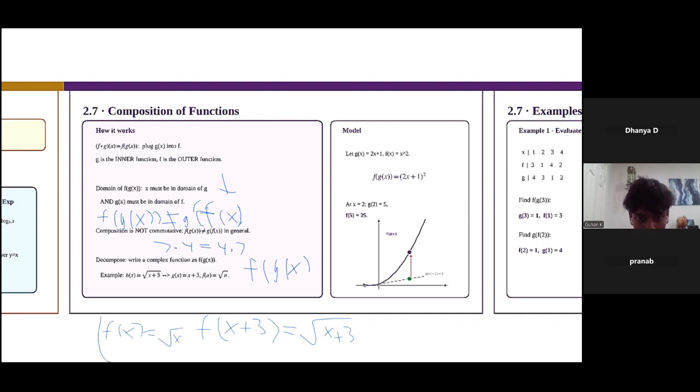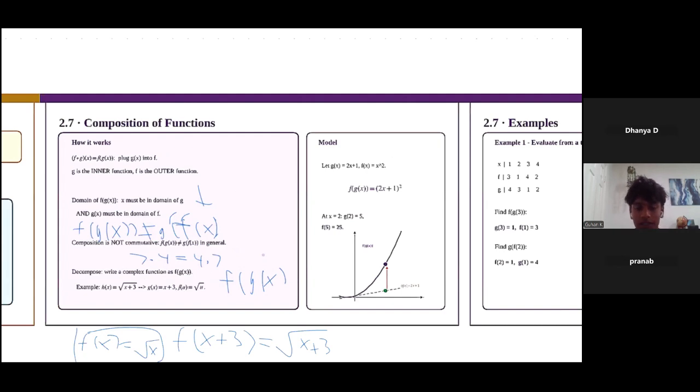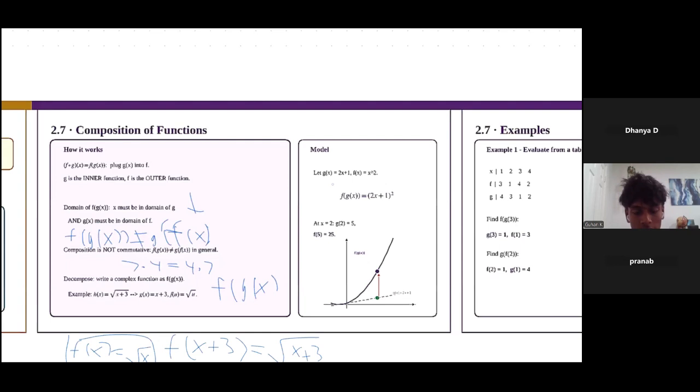Here, g of x equals 2x plus 1, f of x equals x squared. So f of g of x equals 2x plus 1 squared, because g of x is on the inside, 2x plus 1, so it becomes f of 2x plus 1. Whatever you have on the inside of this function, you just plug it in everywhere that x is. Here it's just x squared, so you plug it in for x, so 2x plus 1 squared, which is what our composite function gives us. So at x equals 2, g of 2 equals 5, because 2 times 2 plus 1 equals 5. And f of 5 equals 25.